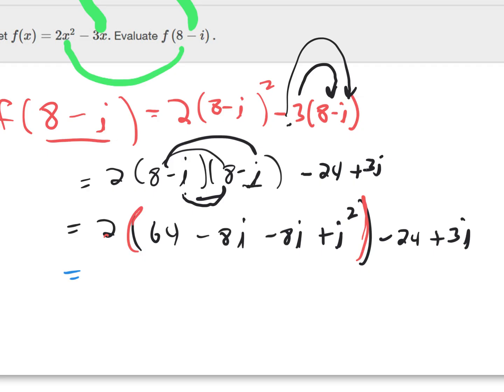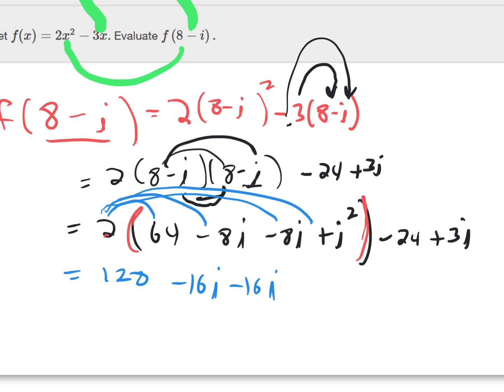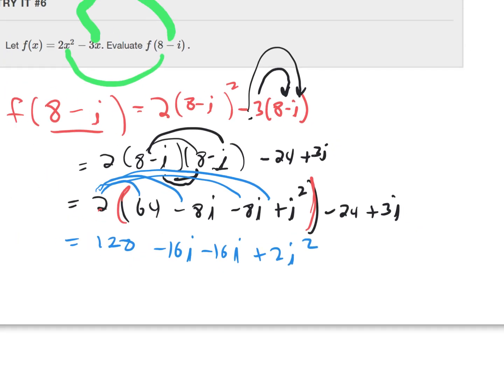Equals 2 times 64 is 128. 2 times a negative 8 is a negative 16. Don't forget the i, and that's going to give me another negative 16i. And then a 2 times an i squared is plus 2i squared. So see, now I can remove those parentheses because I multiplied it through by a 2. Bring down my negative 24 and my plus 3i. Okay, just like I did before.